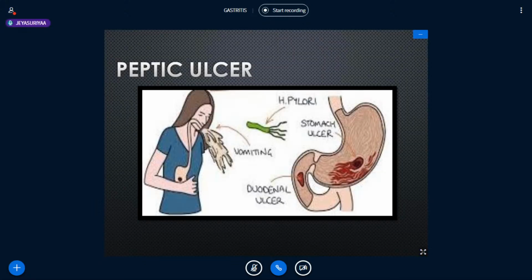Now, coming to peptic ulcer. What is a peptic ulcer? The acid of the gastric juice or the pepsin secreted by the cells of the stomach damages the internal lining that I mentioned earlier, the gastric mucosa, in abnormal conditions. Therefore, a peptic ulcer is caused either by decreased mucosal defense, or by increased secretion of acid, or even by infection.